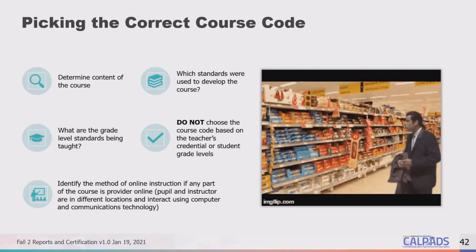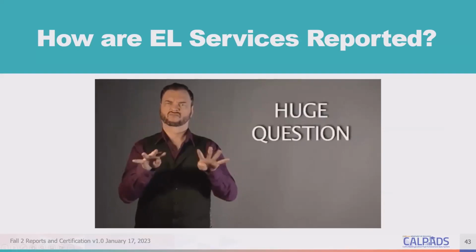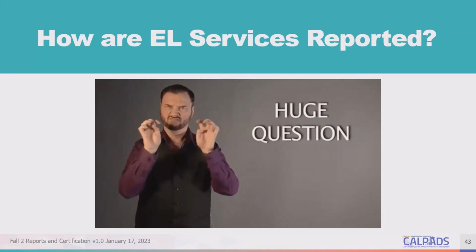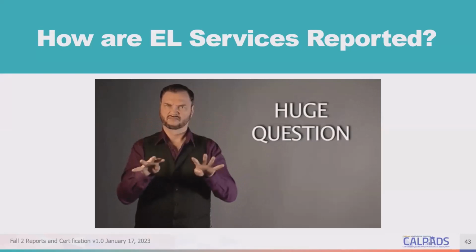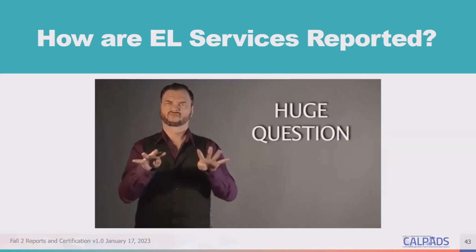And then identify the method of instruction if it's online, right? So you have 3 different methods of online instruction: facilitated, learner-led, teacher-led. And then how are EL services reported? That's also something to consider, because the course section, although it's not intuitive, does report the EL services, right? You think that would be attached to the staff member because the staff member has the credential. But again, we're talking about services provided through instruction. Course records are the only method in which you can report instruction to students in CALPADS.